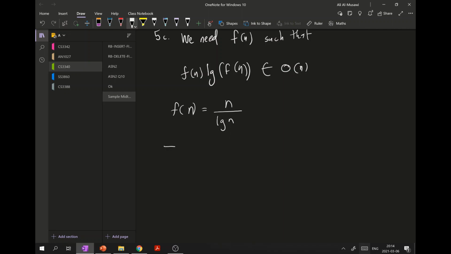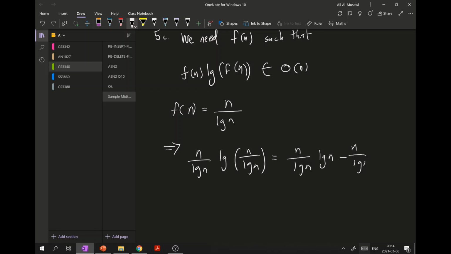Then you could do n over log n times log of n over log n, which equals n over log n times the log of n minus log log n. Remember, log of a division is the difference of logs.